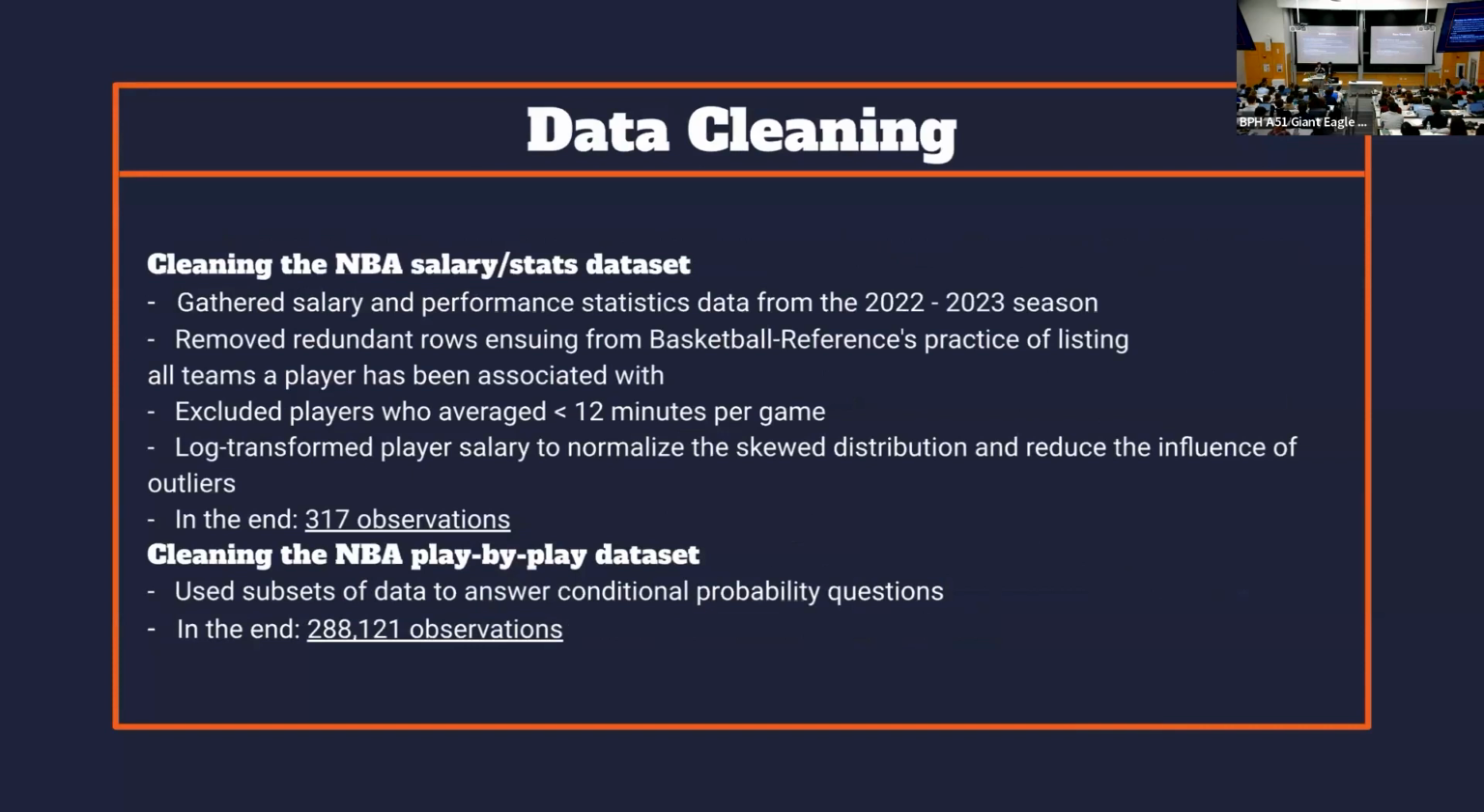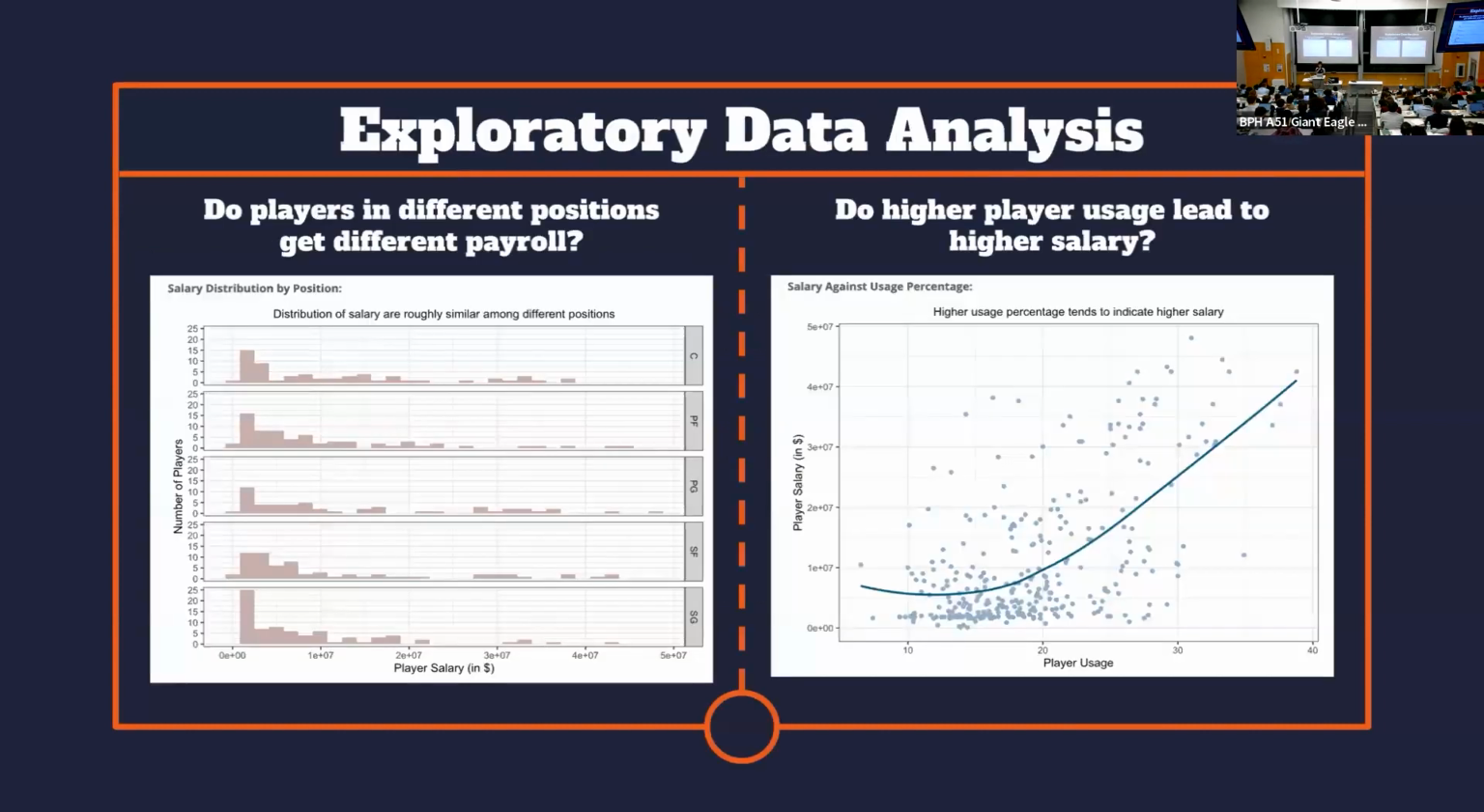So our overall data set consisted of two individual data sets, and we had to do the data cleaning for each. For the salary data set, we gathered salary and performance statistics from the 22 to 23 season. After removing redundant roles and excluding players who haven't played a significant amount of time, we are left with 317 observations. For the play-by-play data set, we use subsets of data to answer the conditional probability questions. And in the end, we're left with 288,121 observations.